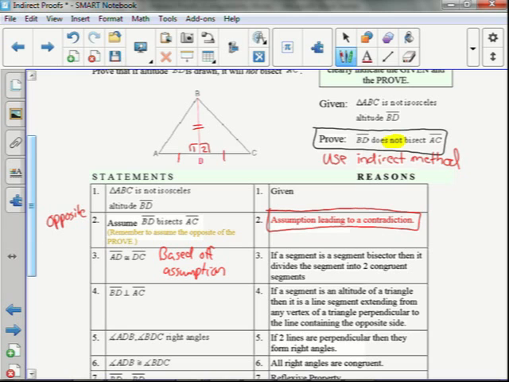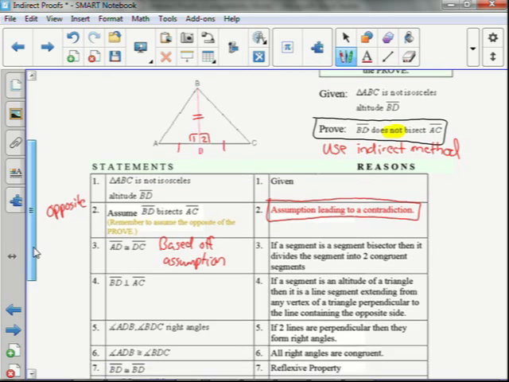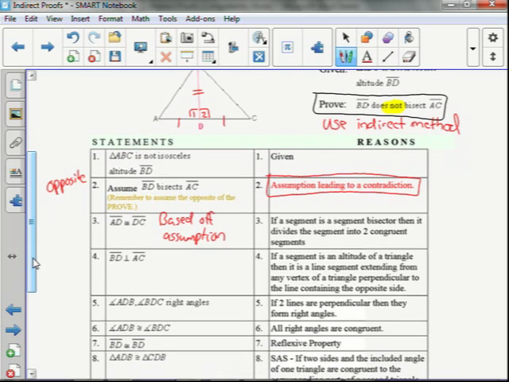If a segment is a segment bisector, then it divides a segment into two congruent segments. All right, BD is perpendicular to AC. If a segment is an altitude of a triangle, then it is a line segment extending from any vertex perpendicular to the line containing the opposite side. We know after perpendicular that we say we have right angles. If two lines are perpendicular, then they form right angles.